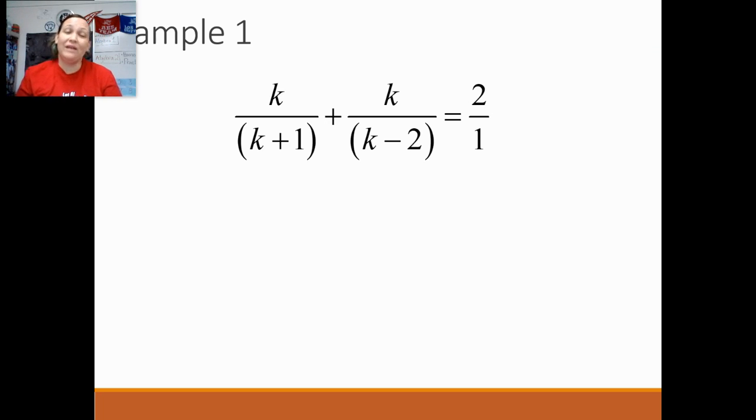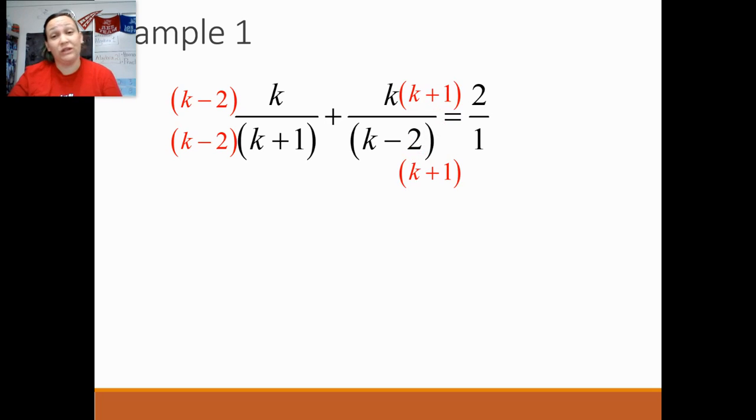All right, so now I can decide on my LCD, and my LCD for this problem is k plus 1 and k minus 2. You don't need to include the 1 from the whole number. So for my first fraction, I'm going to multiply that by k minus 2. For my middle fraction, I will multiply that by k plus 1. And unfortunately, on the right-hand side, I'm going to have to multiply that by both parentheses since it was not even a fraction to begin with.